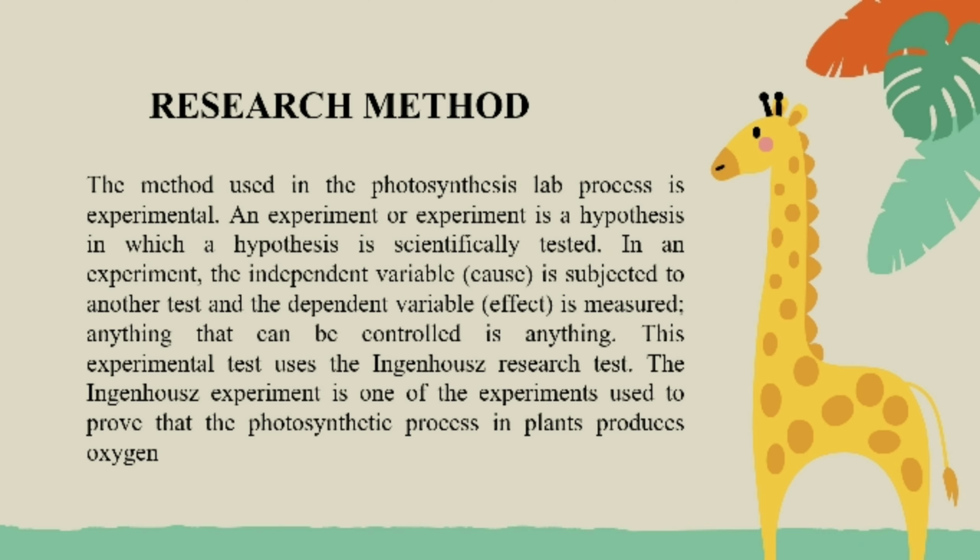Research method. The method used in the photosynthesis lab process is experimental. An experiment is a procedure in which a hypothesis is scientifically tested. In an experiment, an independent variable, the cause, is changed and the dependent variable, the effect, is measured.